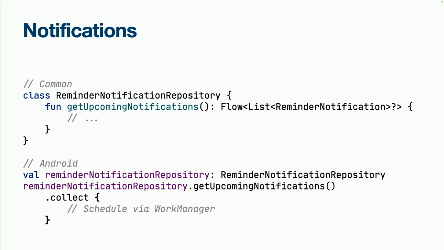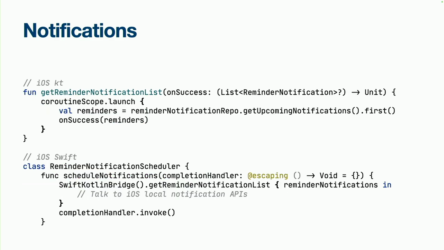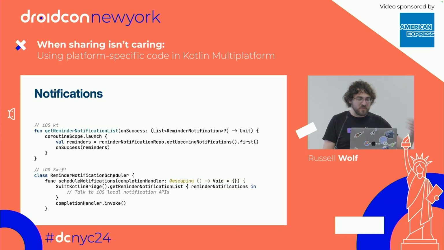And what that ended up looking like is we just had this notification repository that we could subscribe to that would give a flow of the list of reminders that we want. Android is able to subscribe to it in an Android-specific way, and schedule some things with Work Manager to do the background work it needed to do. iOS had a little bit of extra plumbing, talking to the iOS BG task APIs to schedule notifications on that platform. So this is an example that's very heavy on the platform code side. There's a little bit of shared code that's your source of truth. But sometimes that's all you need.